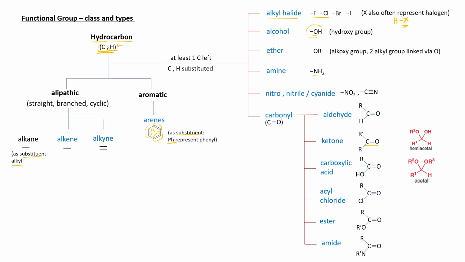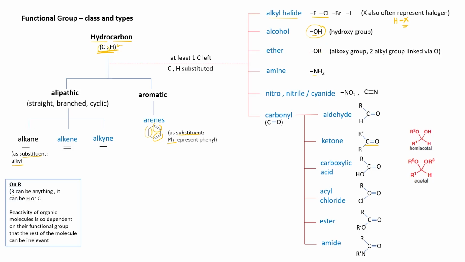Alcohol is also called the hydroxy group, the OH. For the ether, instead of OH you have OR. R here denotes anything. R can be hydrogen or carbon, but normally R here denotes carbon. Because if this R here is H, then it becomes an alcohol.